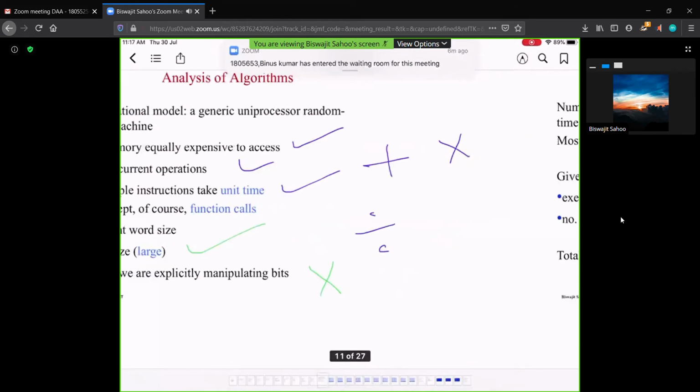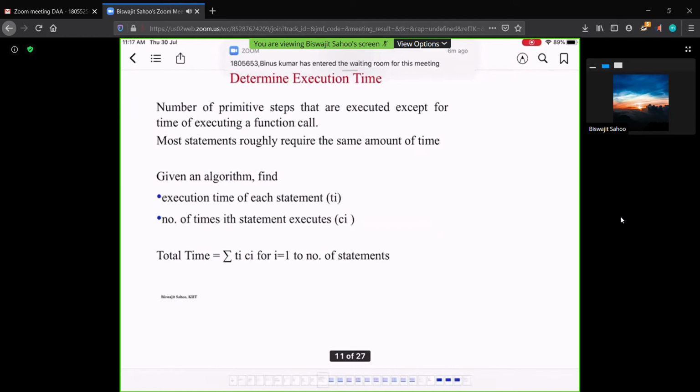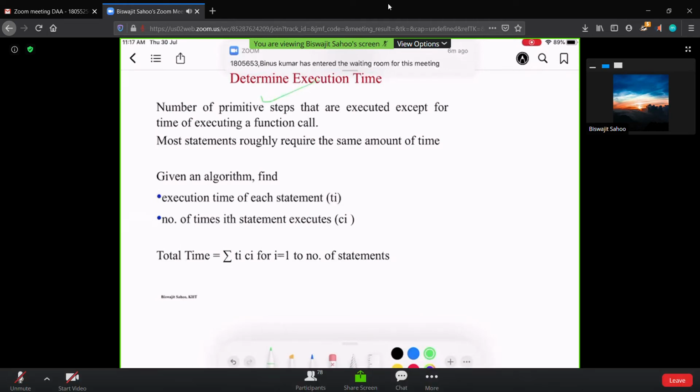Now, first, let's come to determine the execution time, because as I told, we'll make the analysis based upon the execution time. So the question arises, sir, how do we find out the execution time of an algorithm? To find this out, we'll count the number of primitive steps. Primitive means the simple steps that are executed, except for the time of executing function calls. We'll only consider the primitive steps. Function calls will also be treated, but separately.